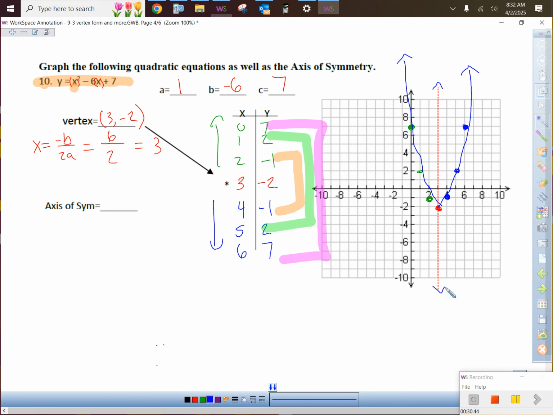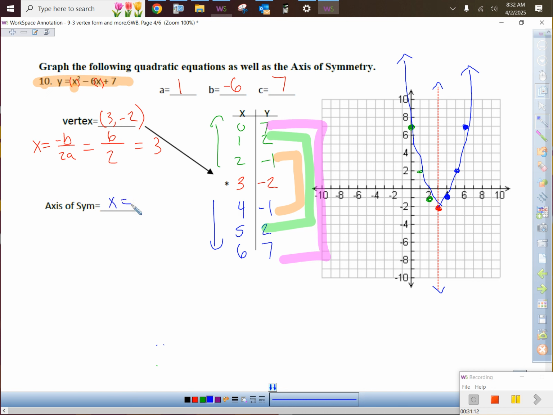Only y's or only x's? Been a while. What do you think? Do you remember horizontal lines only have y's with them? Vertical lines only have x, and obliques have like both x and y. So when they ask for the axis of symmetry, it's an equation.